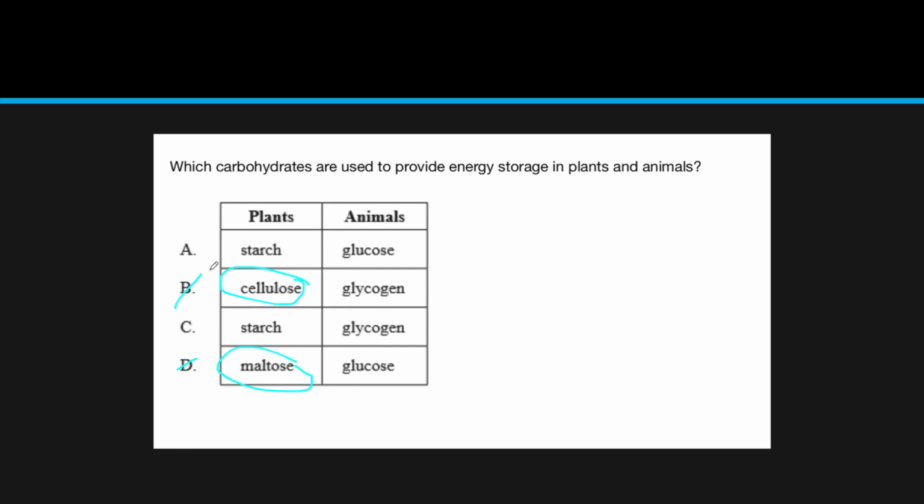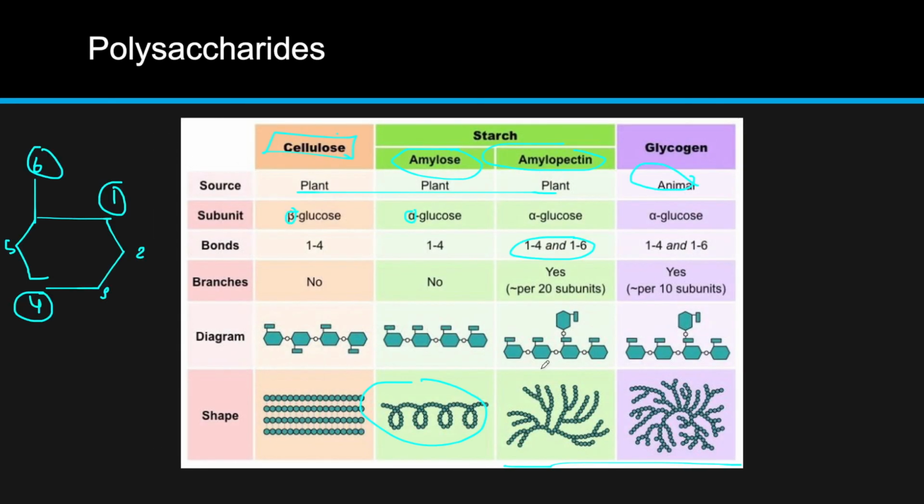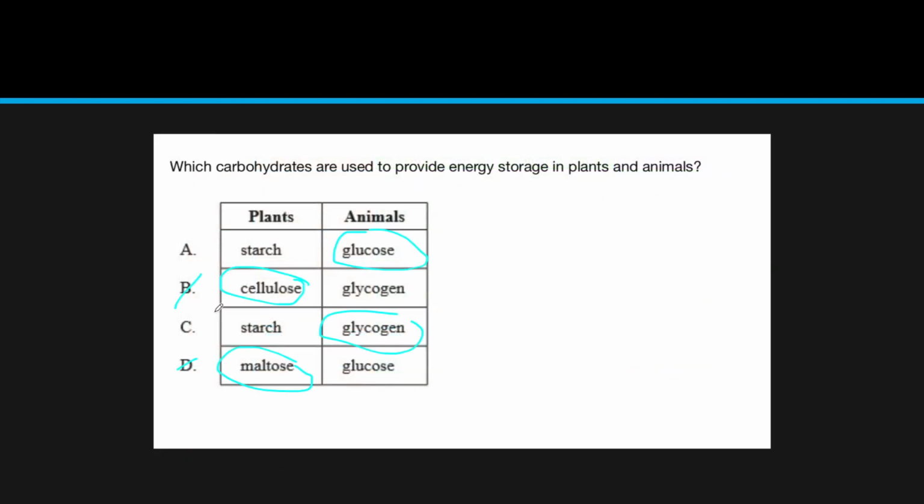And now we're left with A and C, so glucose and glycogen. Now, it is true that glucose is used for cellular respiration, which is topic 2.8, but this is also used for plants. It's more glycogen that they're trying to get you at because of starch versus glycogen, as we saw back here. So we're left with C.